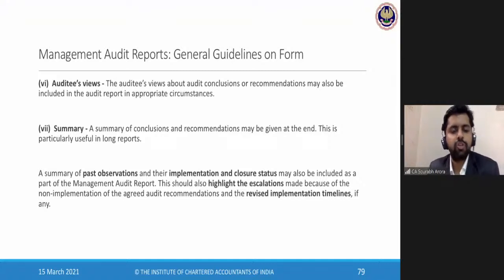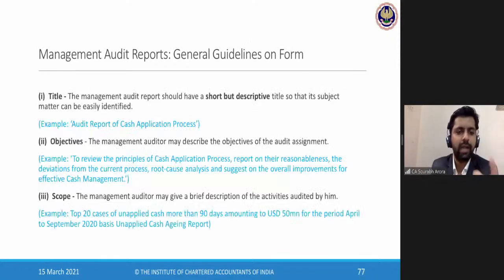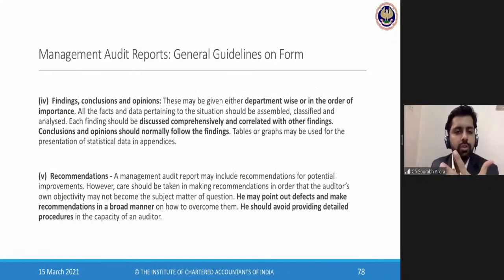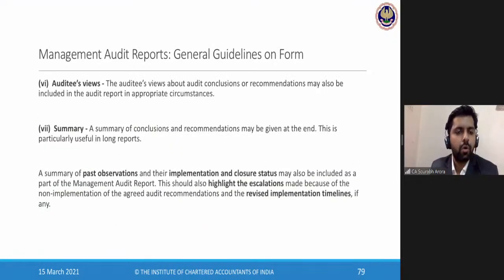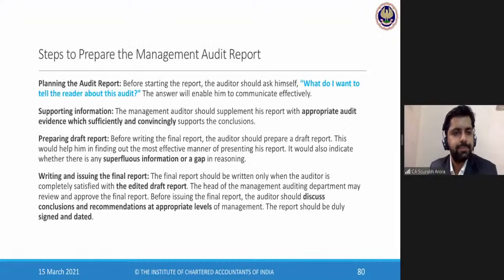A summary of past observations and their implementation and closure status. So the follow-up that we discussed in the internal audit topic has come back again in the management audit reports as well. So a summary of past observations, their action taken report, implementation, closure status, escalations, and implementation timelines, if any. So this should be provided. So let's quickly go through: title, objectives, scope, findings, conclusions, opinions, recommendations, auditees' views, and summary.